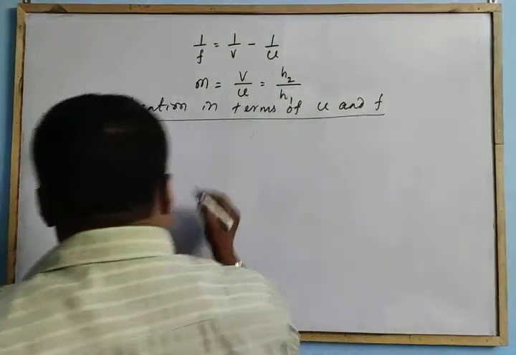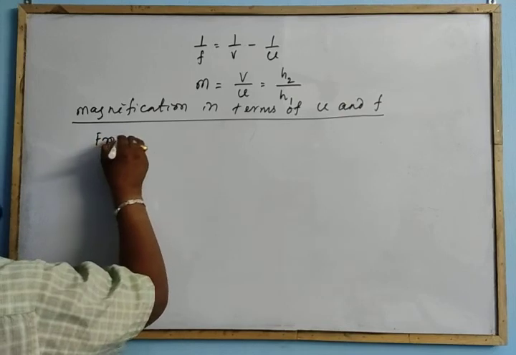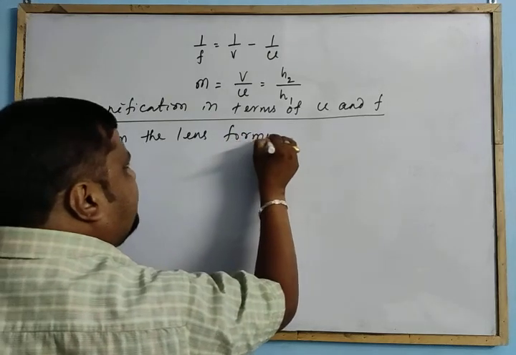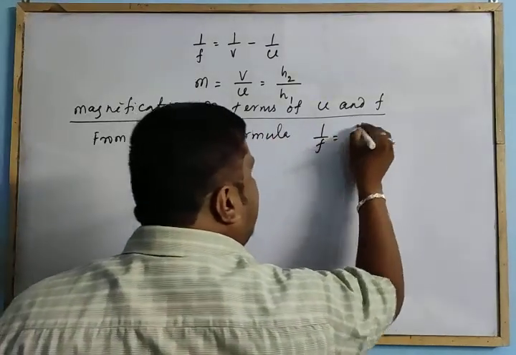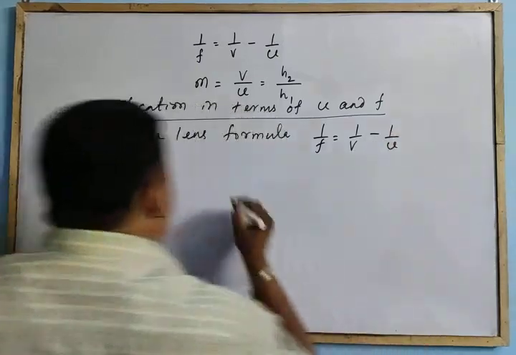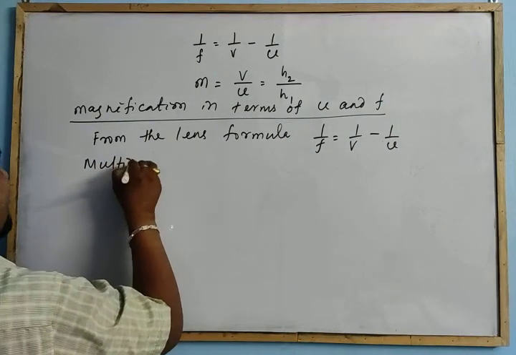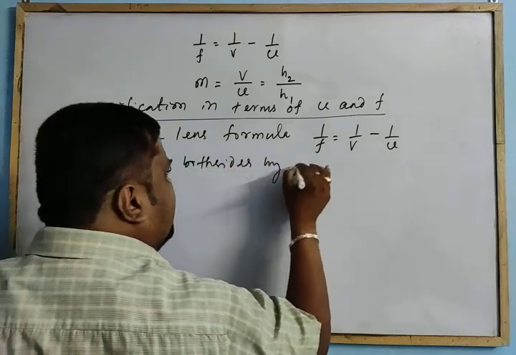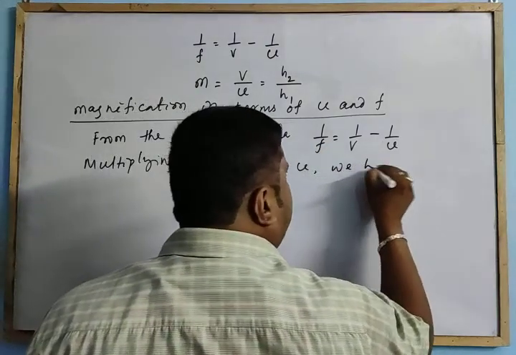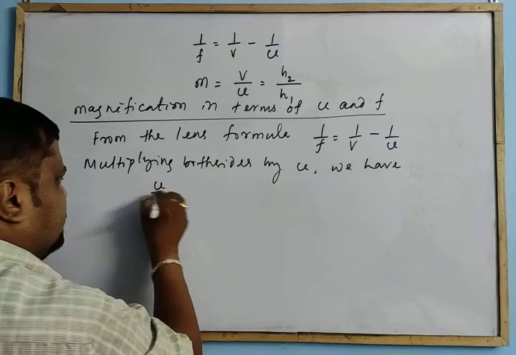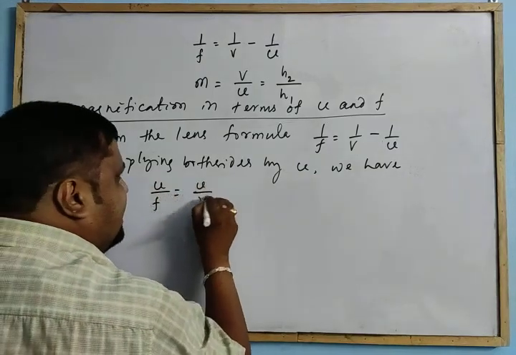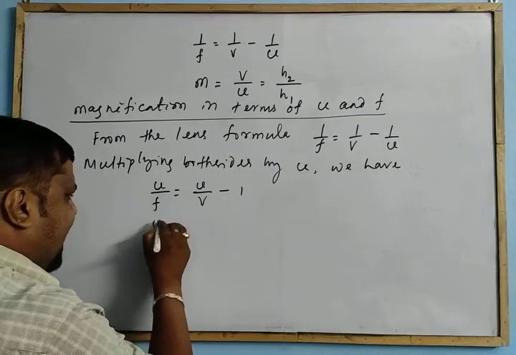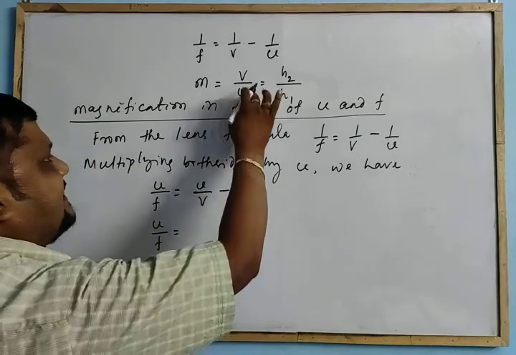So how do we find this from the lens formula? It is true for all. From the lens formula, 1 by f equal to 1 by v minus 1 by u, multiplying both sides by u, we get u by f is equal to u by v minus 1. Here v by u is equal to m.